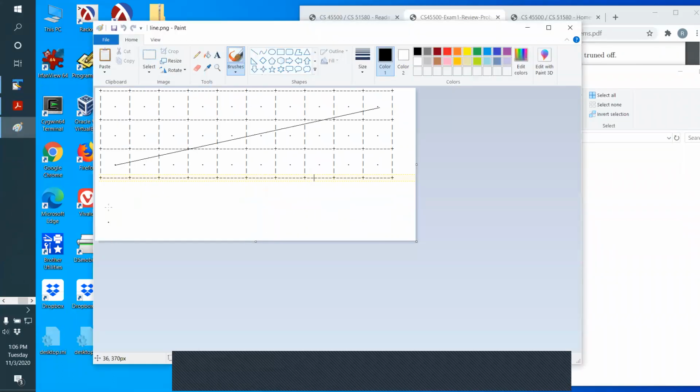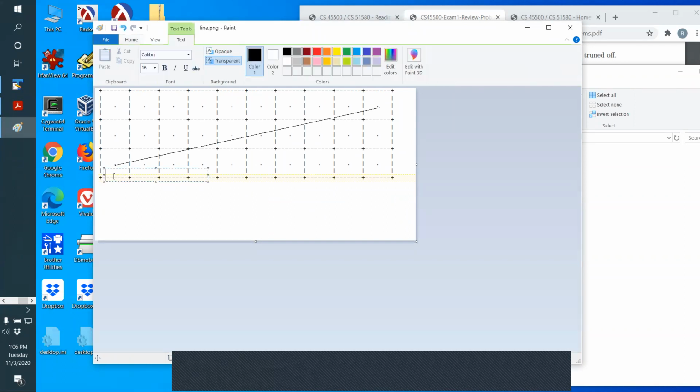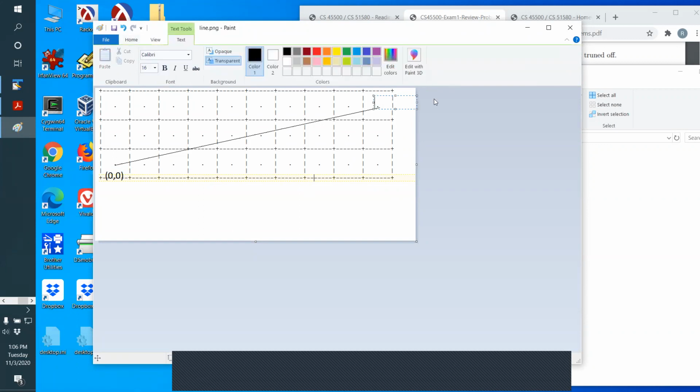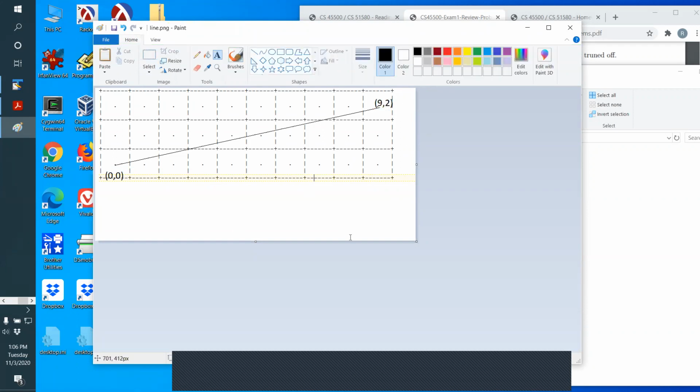Now, down here, that was pixel 0, 0. And up here, this is pixel, what did I say it was? 9, 3. No, 9, 2. Yeah, because it's 10, but we count from 0, so it's 9, 2. Okay, so now write the equation of the line that goes from 0, 0 to 9, 2.